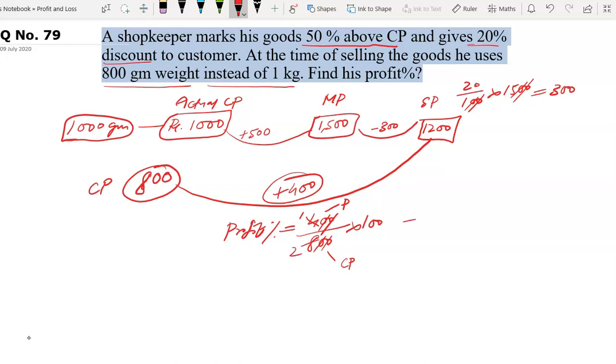So 1 by 2. 1 by 2 in fraction we know it's 50%. So this is the answer.